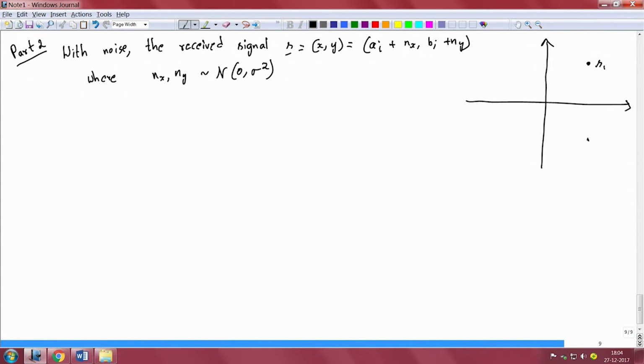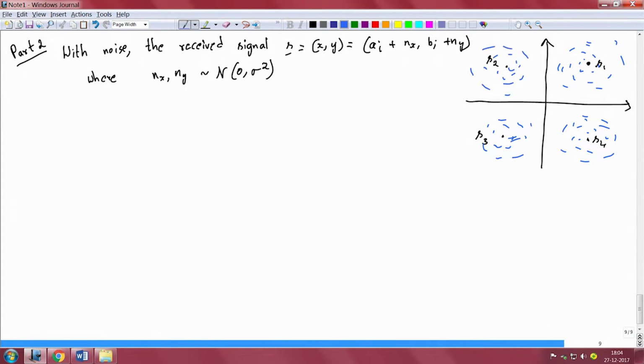S1, S4. However, because of this noise, in each coordinate there is going to be some noise that gets added. So, the actual received samples will not fall exactly at these places, but could be anywhere around. So, it could be distributed somewhat like this. If we plot all these received samples, it forms a constellation like this, centered around these individual points S1, S2, S3 and S4.